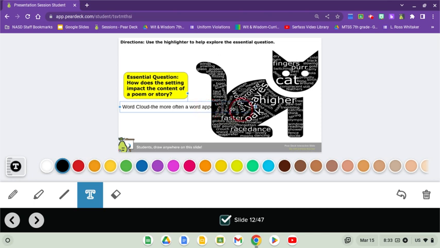Let's drag it over here. Here we are. No, it's not going to let me drag. Okay. A word cloud. The more often the word appears, the bigger it is.